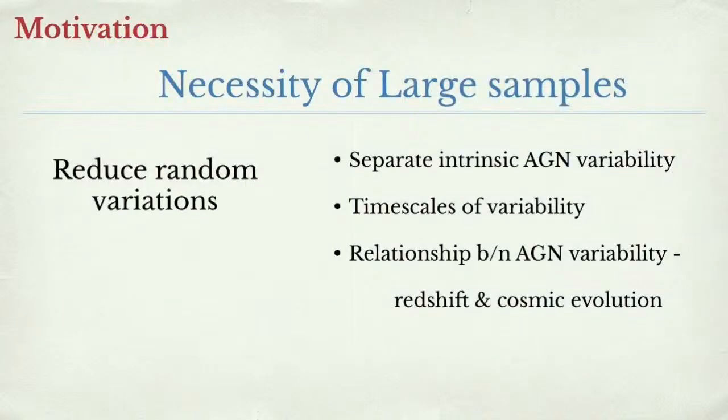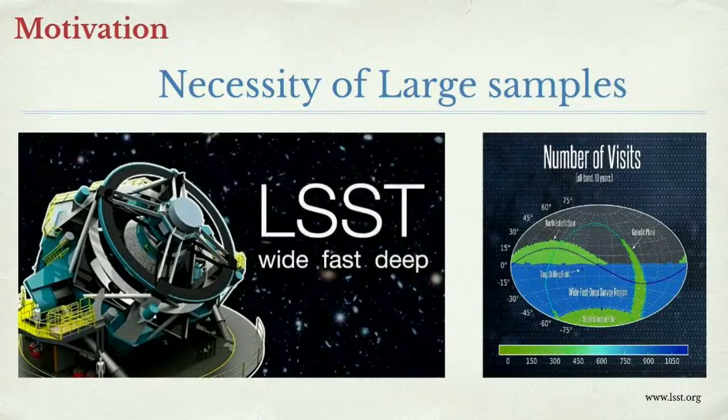So the motivation for doing this study. The primary motivation is that if we study these quasars in really large samples, particularly considering variability science, we can really reduce the random variations, and we can separate the intrinsic AGN variability from other extrinsic variability that we see, maybe due to microlensing or other features. We can also understand the time scales of variability in a more statistical way. And when we study these quasars in really large numbers, we can understand the relationship between the AGN variability and the redshift, and thereby the cosmic evolution. So that's where Rubin is going to come in.